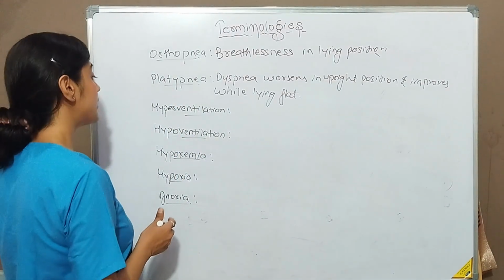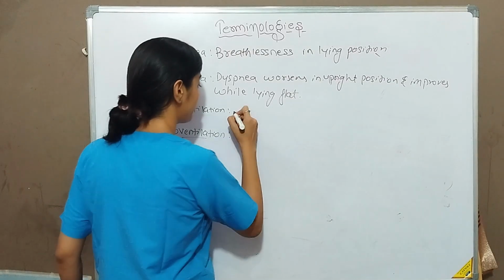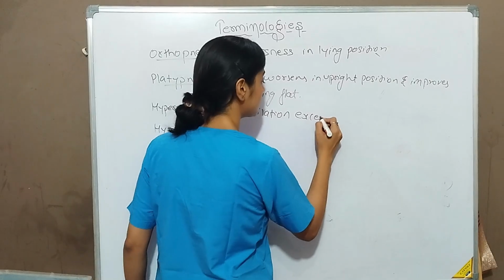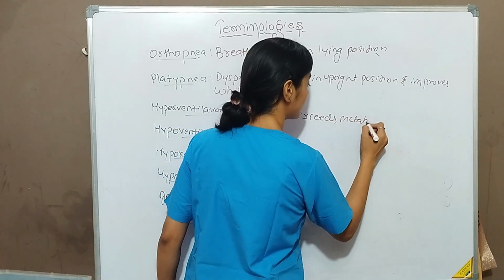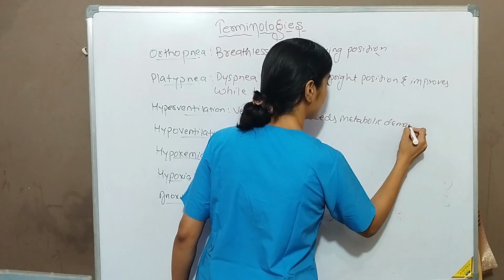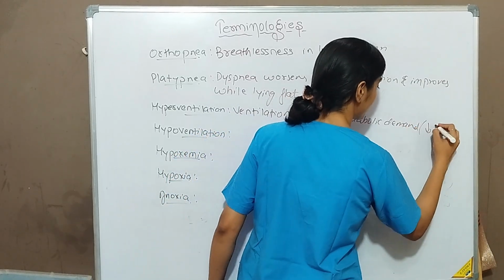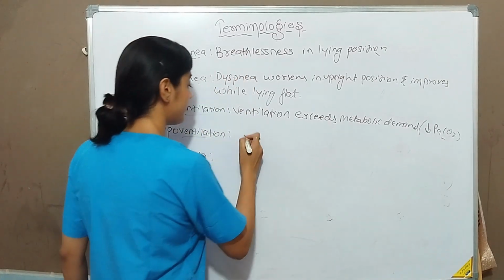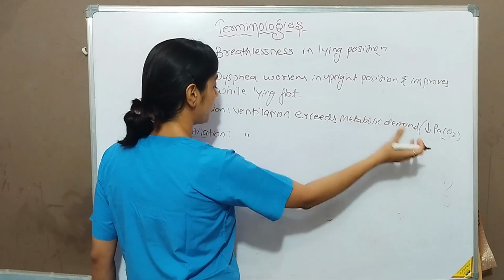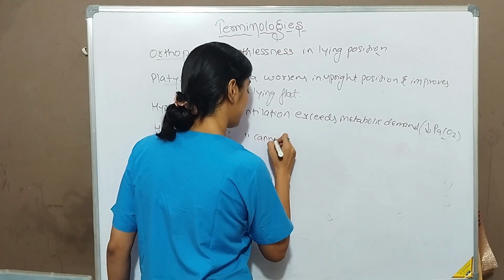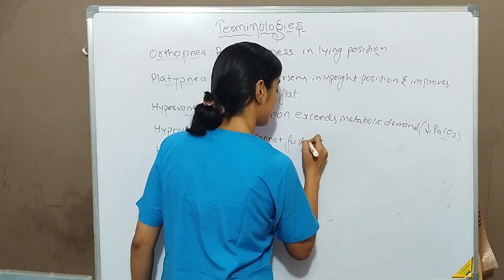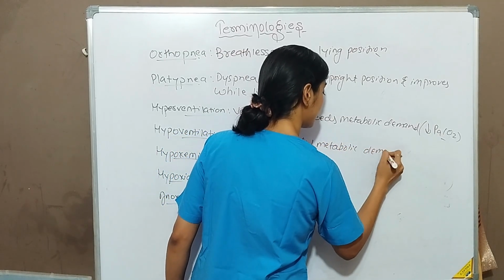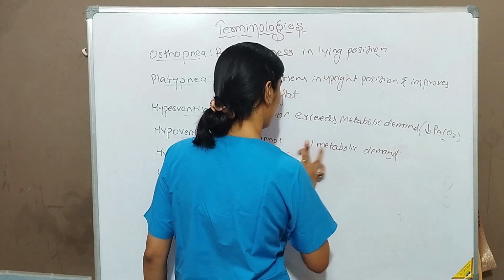Next we have hyperventilation. Hyperventilation means ventilation exceeds metabolic demand, and it results in a decrease in partial pressure of carbon dioxide. And hypoventilation is when ventilation cannot fulfill or meet metabolic demand.